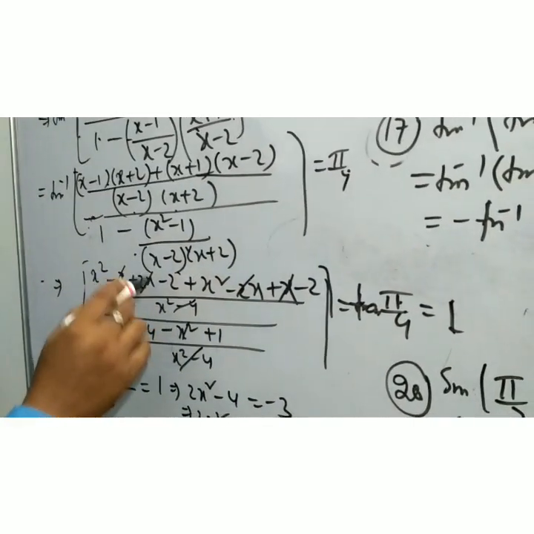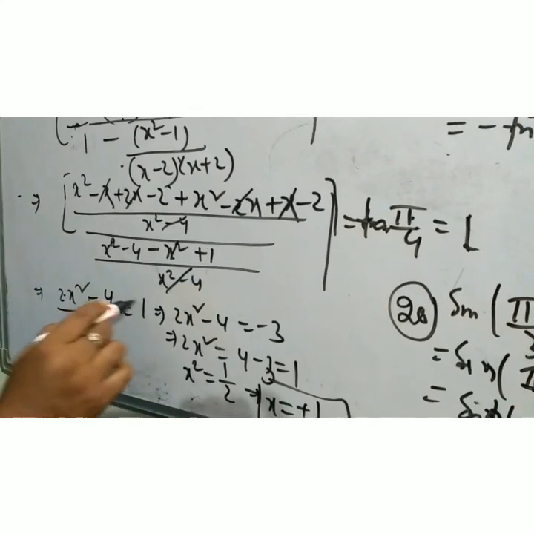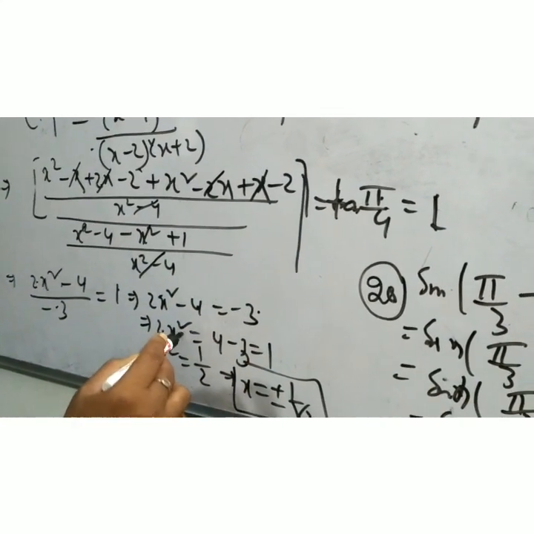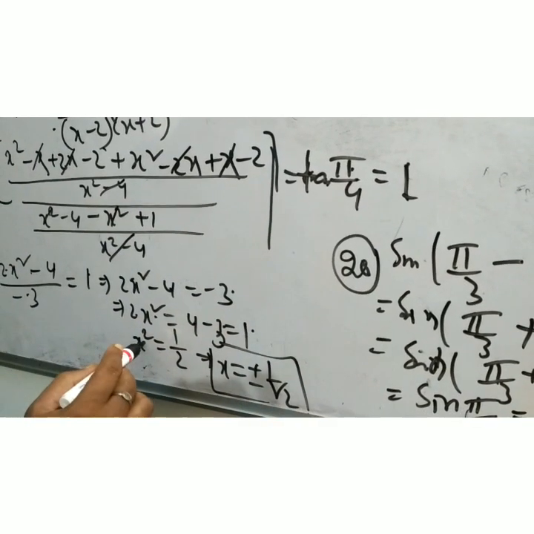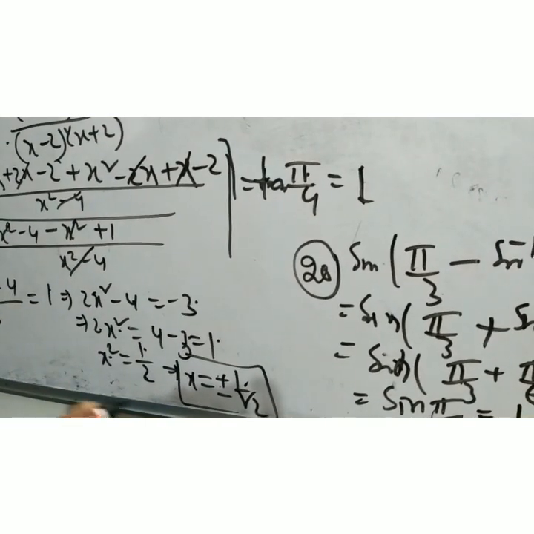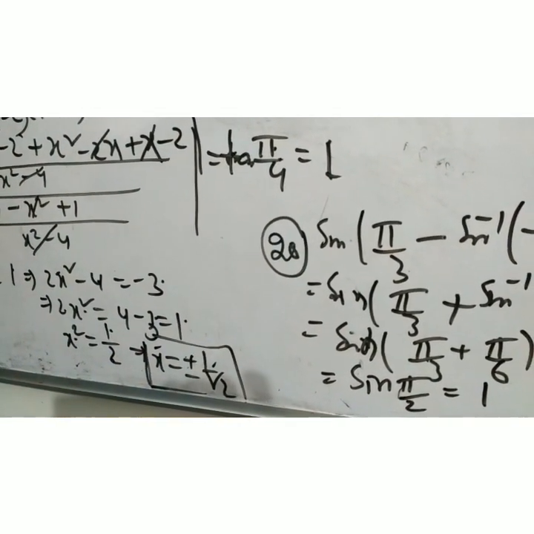After solving, you will get 2x square minus 4 by minus 3 is equal to 1. Then 2x square minus 4 is equal to minus 3. Then 2x square is equal to 4 minus 3, which is 1. So x square is equal to 1 by 2. So x is equal to plus minus 1 by root 2. That is the answer. The value of x is plus minus 1 by root 2.